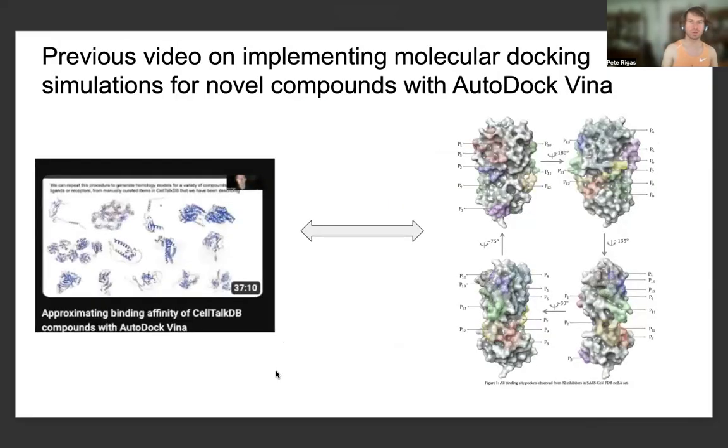In a previous video that I described on implementing molecular docking simulations for novel compounds with AutoDock Vina, I was looking to establish connections between a wide variety of compounds that we can try to optimize over, determining the optimal structure and design, and how this relates to, say, the crystal structure that I've discussed in a couple of different presentations for the COVID-19 receptor.